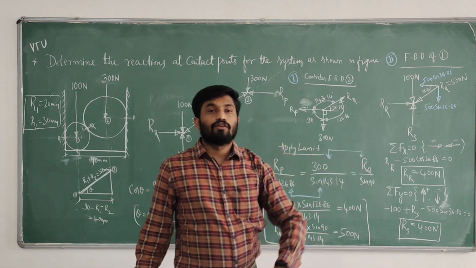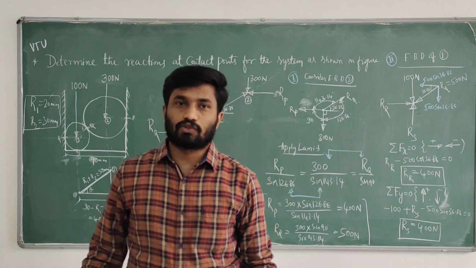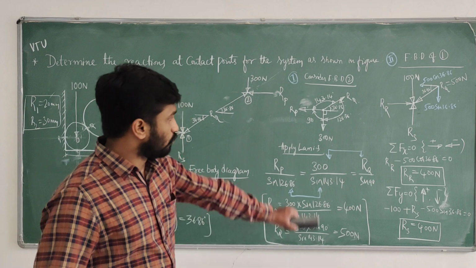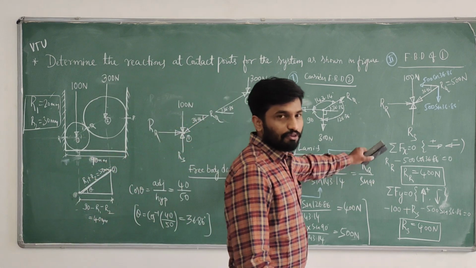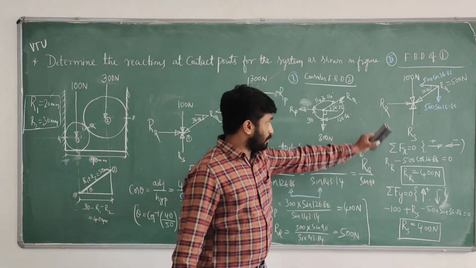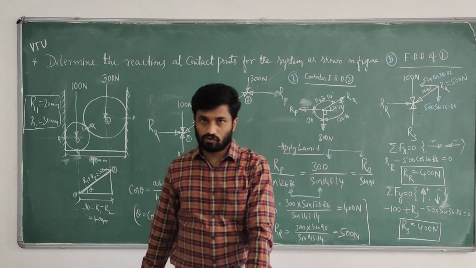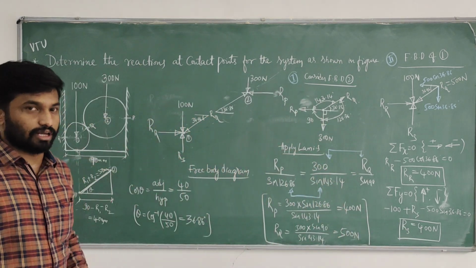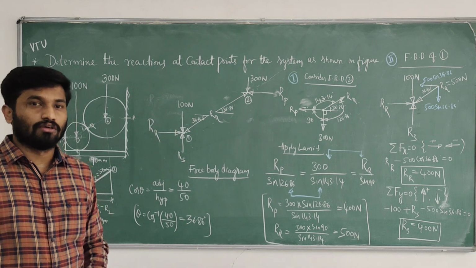There are 4 forces, so we cannot apply Lami's theorem. That's why we moved on to the equations of equilibrium concept. We applied sigma Fx equals 0 and sigma Fy equals 0, and determined the other 2 unknowns. So this is a very important problem. For VTU examination, this type of question is generally asked. Thank you.